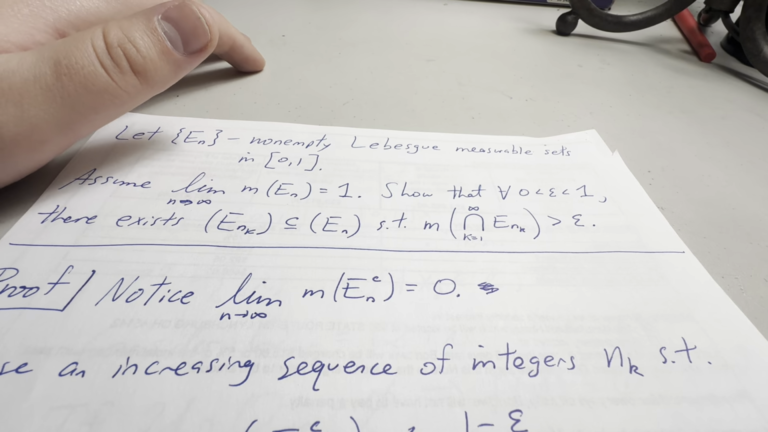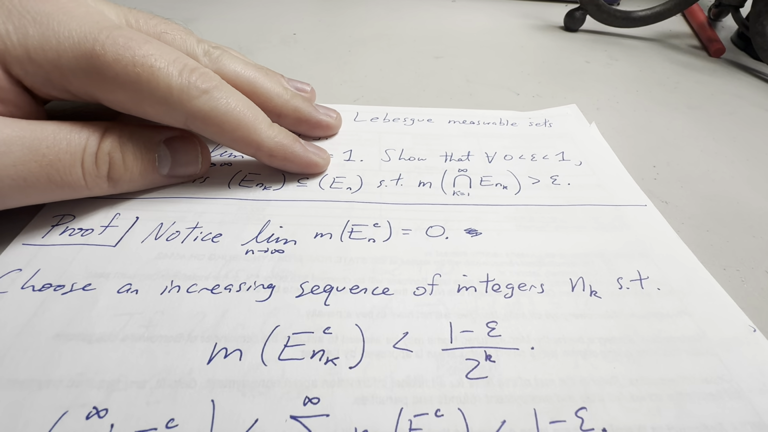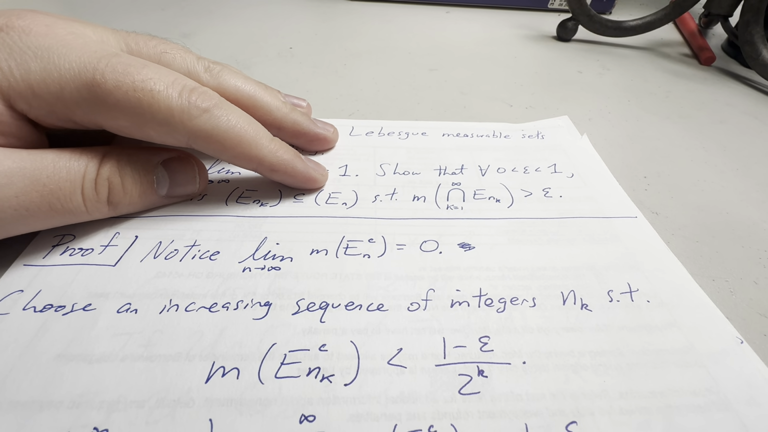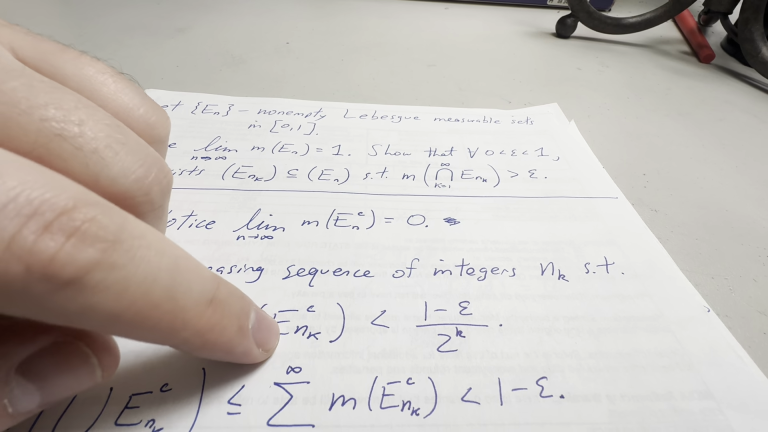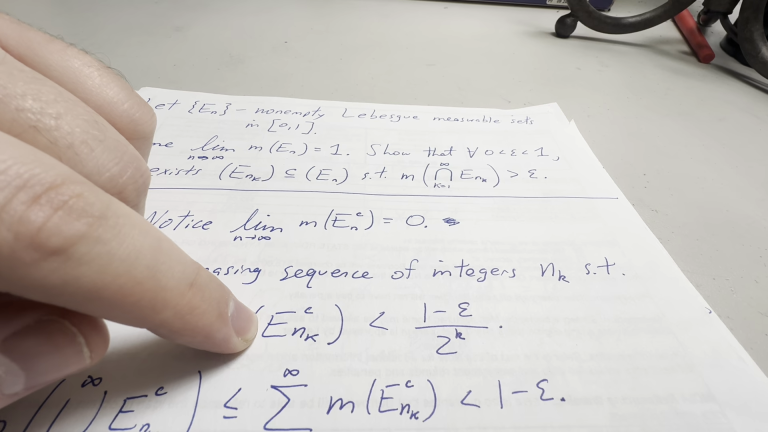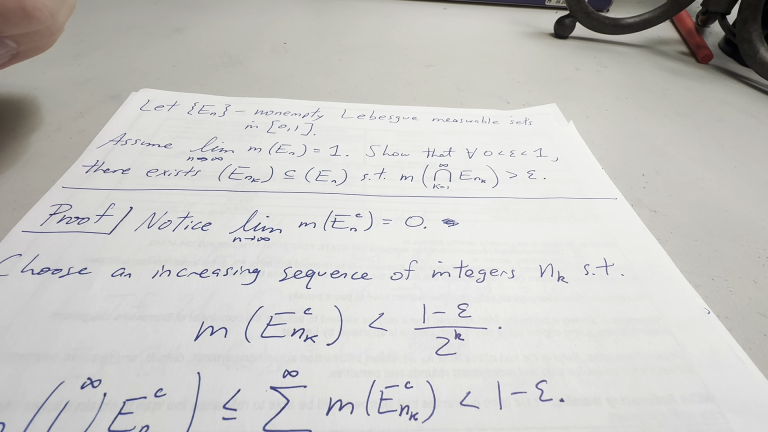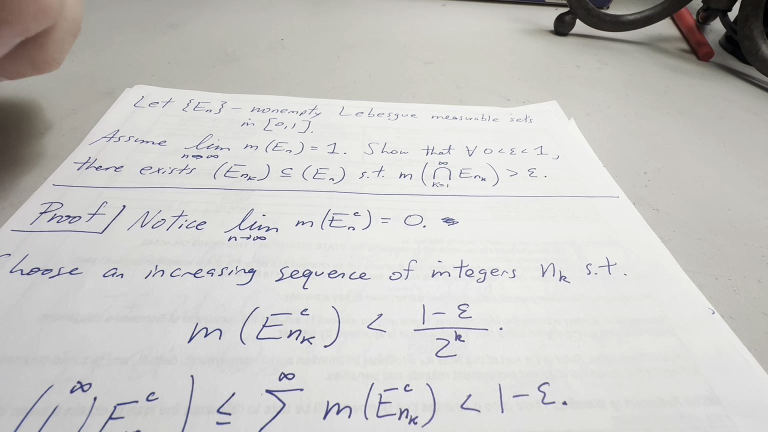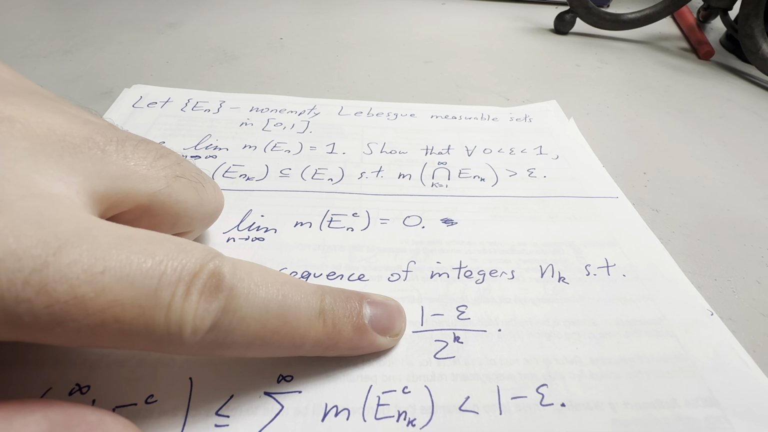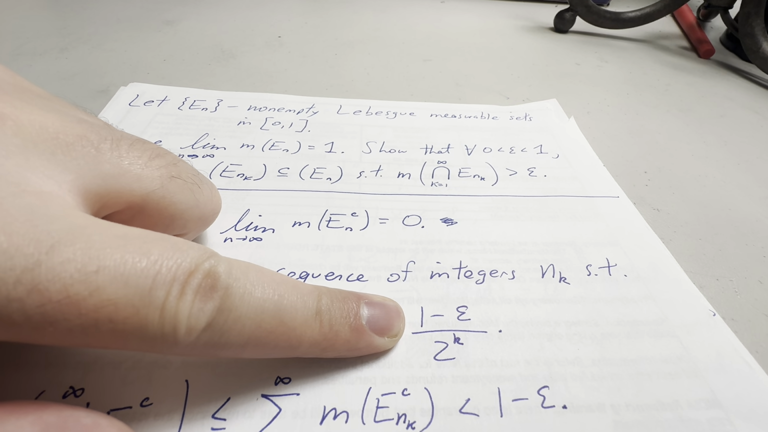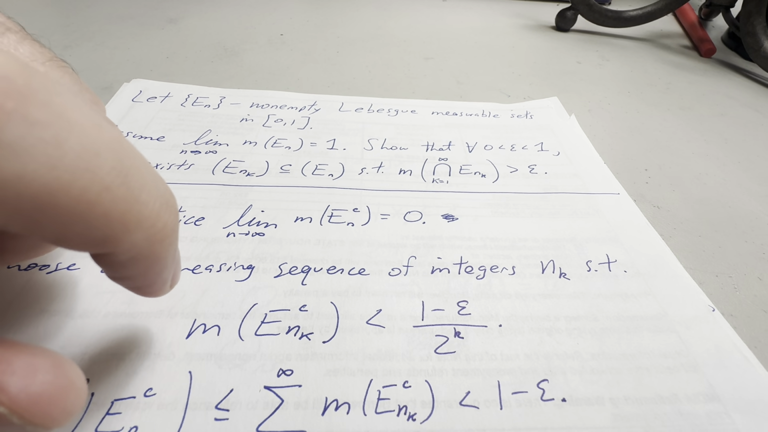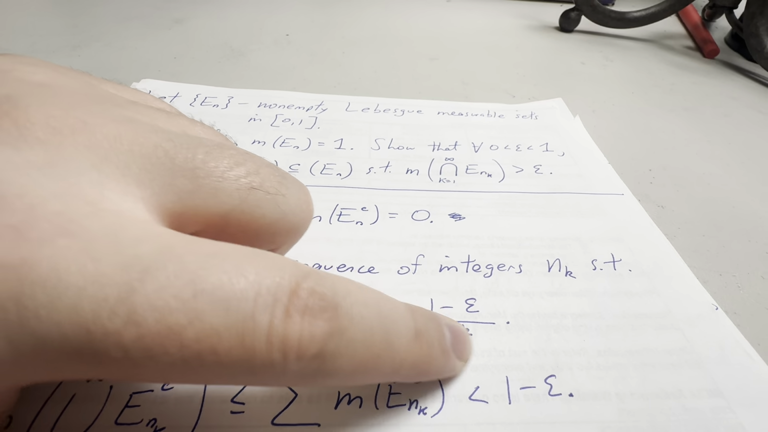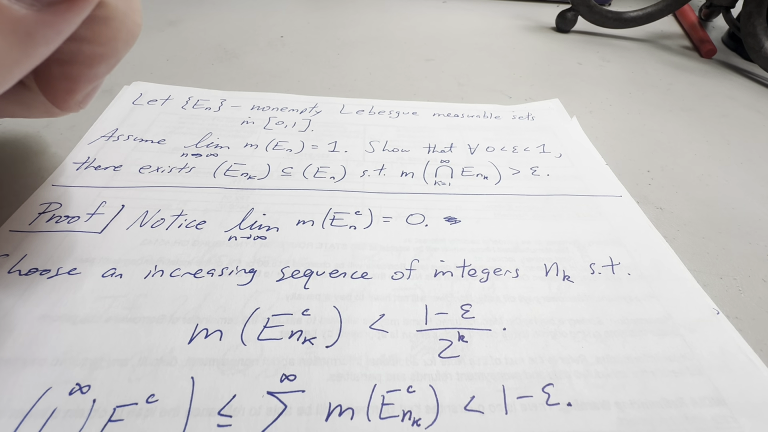And then we want to choose a very specific sequence of integers n_k such that the measure of E_{n_k} complement is strictly less than (1 minus epsilon) over 2 to the k. And this seems kind of strange. You don't really see where this is coming from. But we can do this because we can think of this as an epsilon by another name.